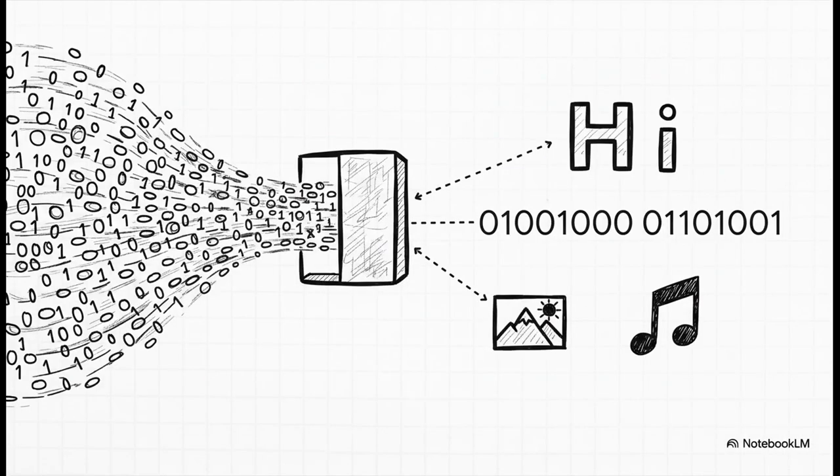So what does that look like? Well, this long string of ones and zeros you're seeing, that's just a computer's way of saying hi. Every letter you type, every color in a photo, every sound in a song, it's all just a very specific pattern of these simple bits.